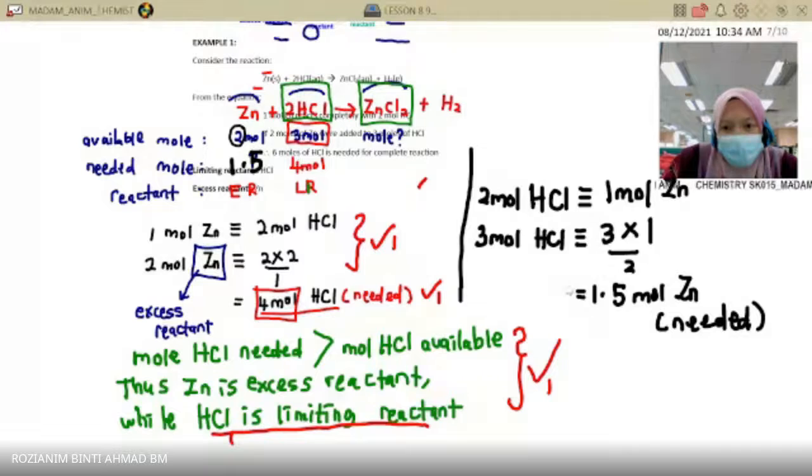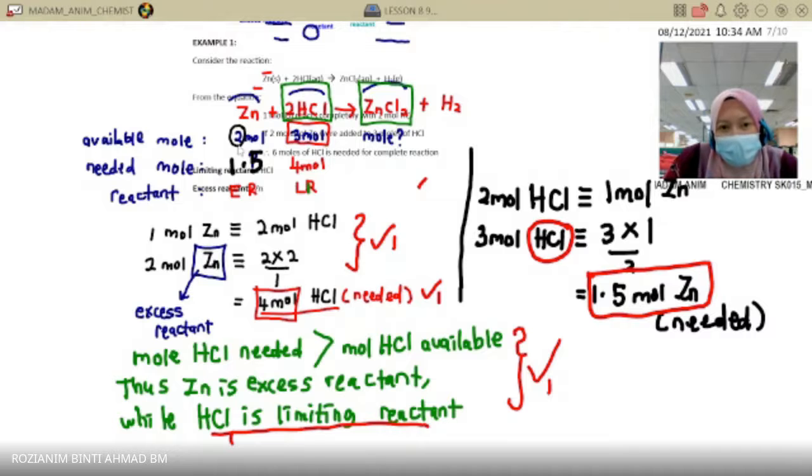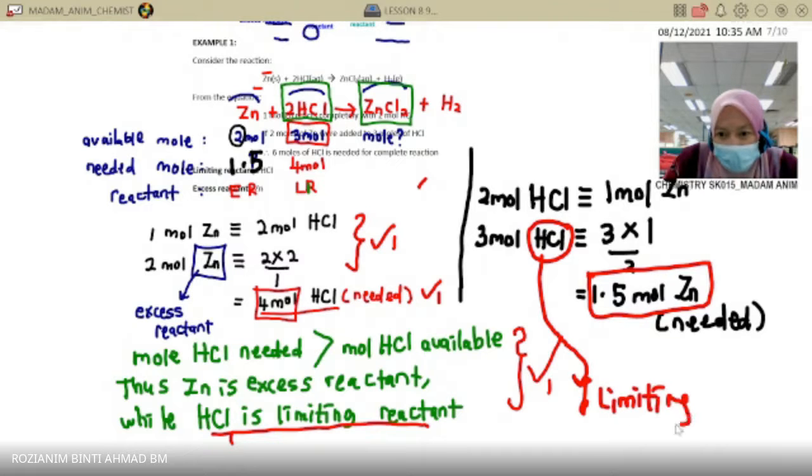Nampak? So, kita compare sekarang. Yang diperlukan dalam eksperimen 1.5 je, tetapi yang diberikan 2. So, maksudnya sekarang, hydrochloric acid ni bertindak sebagai mengurangkan zinc ataupun melebihkan zinc? Siapa boleh jawab? Mengurangkan. Macam mana kita tahu mengurangkan? Nampak? Nilai dia kurang daripada 2 yang asal. So, kita boleh tulis dekat sini, hydrochloric acid inilah clarify dia sebagai limiting reactant.